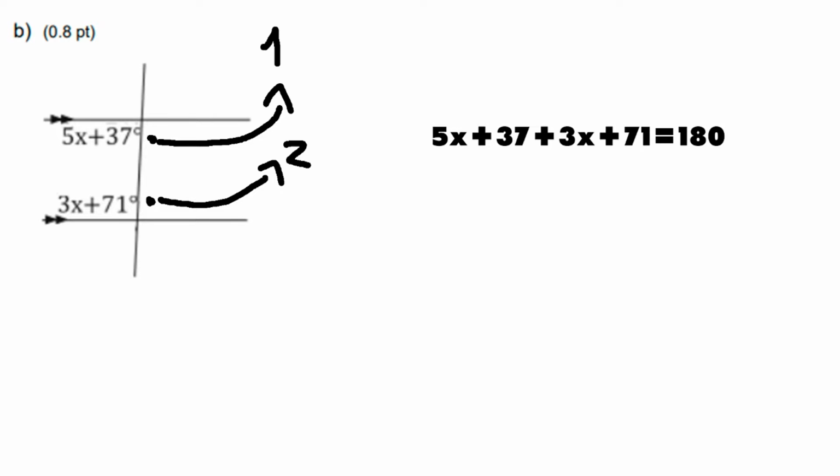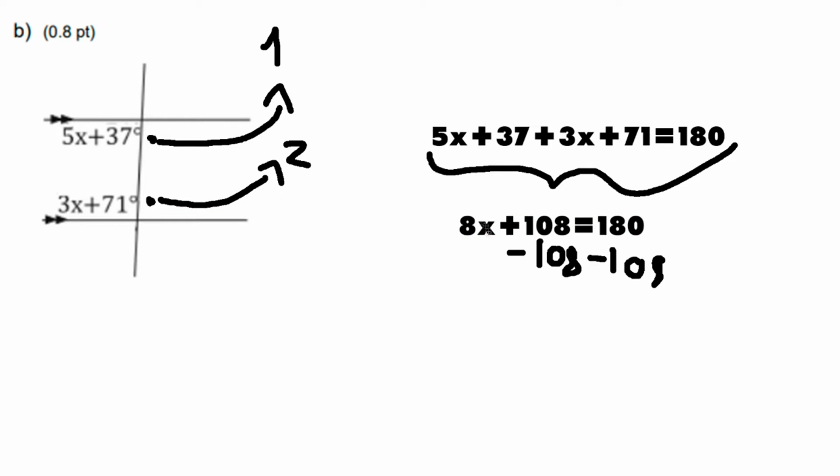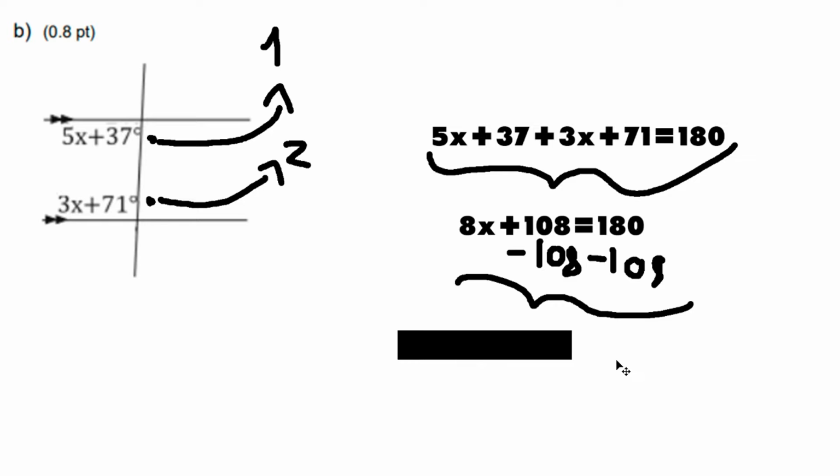So we're gonna just resolve the equation normally. We're gonna start getting, okay, so 8x because 5 plus 3 is 8, plus 37 plus 71 is equal to 108, is equal to 180. Okay, so far so good. Next thing we want to do here is to take this off because we want to isolate the variable. Okay, we want to isolate completely the variable. So what we do here is just to take this off. And then we're gonna be left with this.